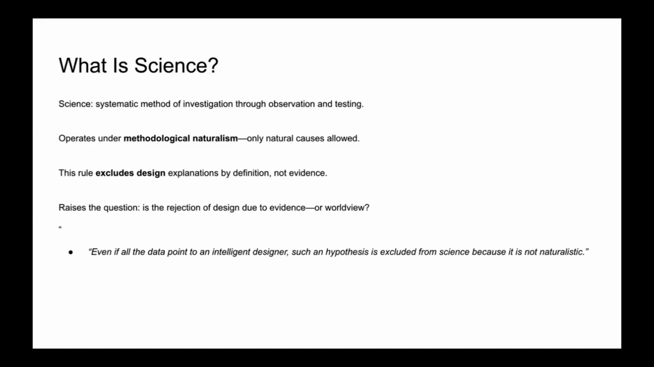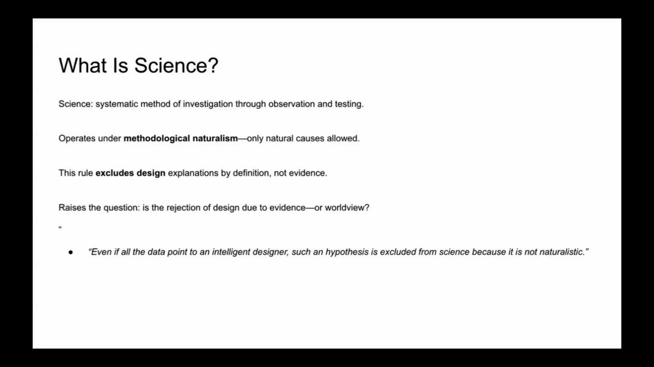One really telling admission here is from a scientist who says, even if all the data point to an intelligent designer, such a hypothesis is excluded from science because it is not naturalistic. So what does this mean? It means that even if the evidence for design is overwhelming, the framework of science, as many define it today, would not allow us to conclude that design has occurred, because that conclusion lies outside the permitted natural causes that the framework of science even allows for to begin with.